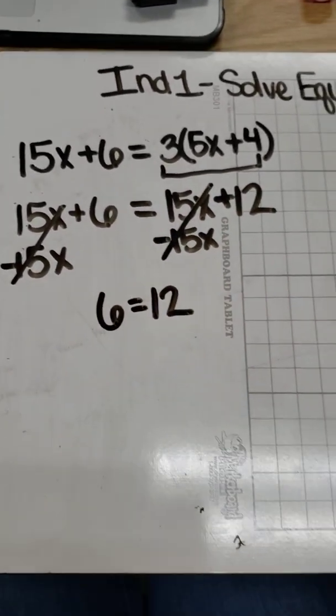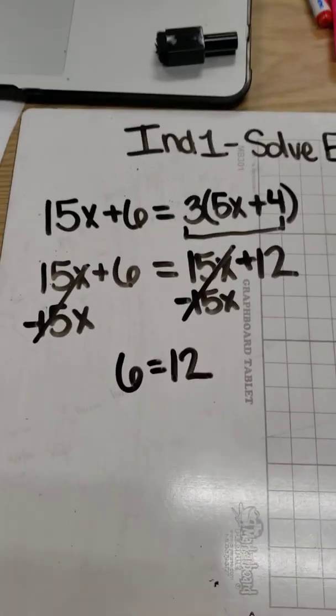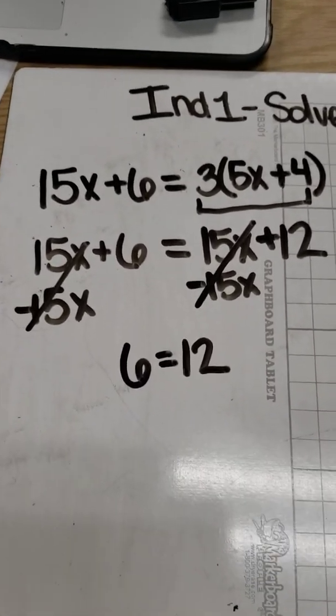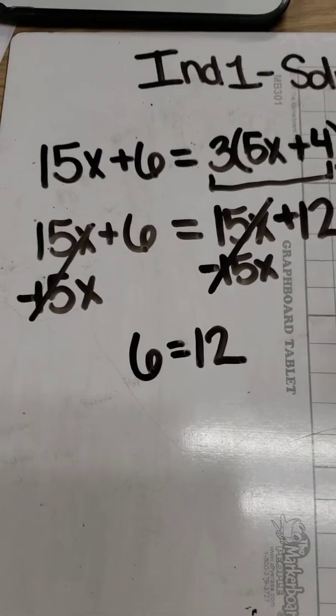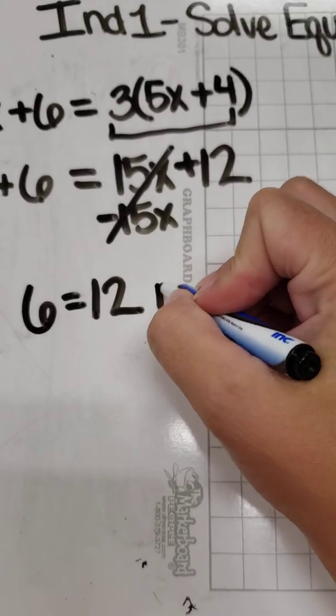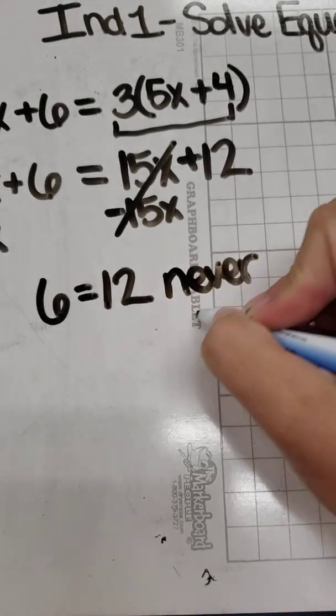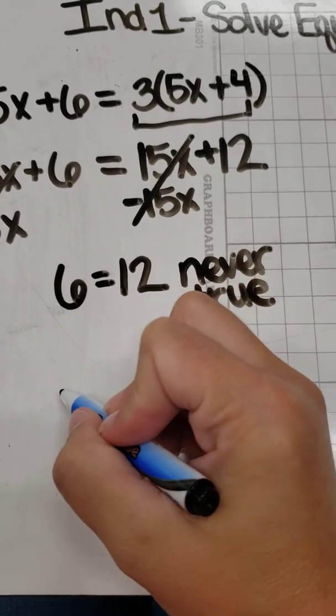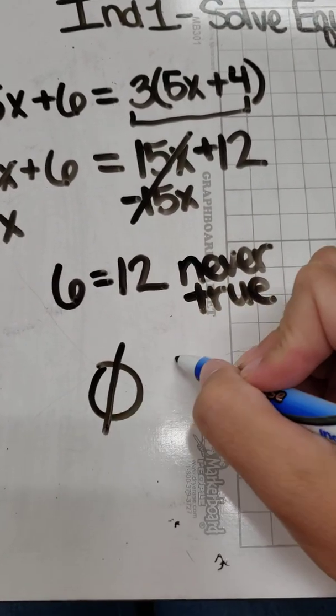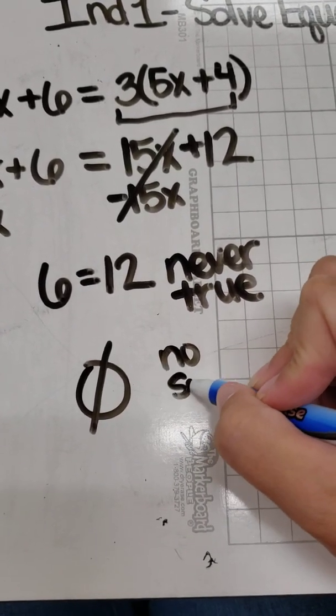And you just have to ask yourself, if your variables end up becoming 0, you can't have a variable to solve for. So you have to ask yourself, is this always true or never true? And we say that this is never true. 6 can never be equal to 12. And whenever you have a statement that's never true, we use this symbol, which means no solution.